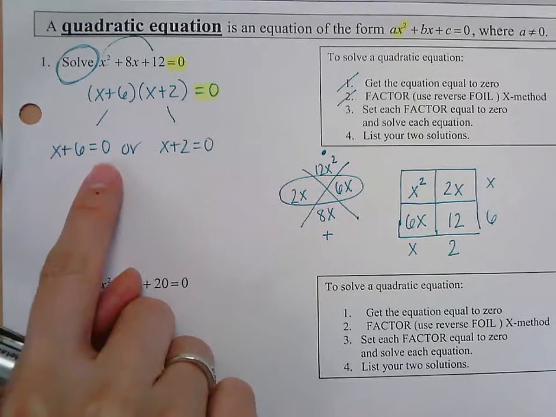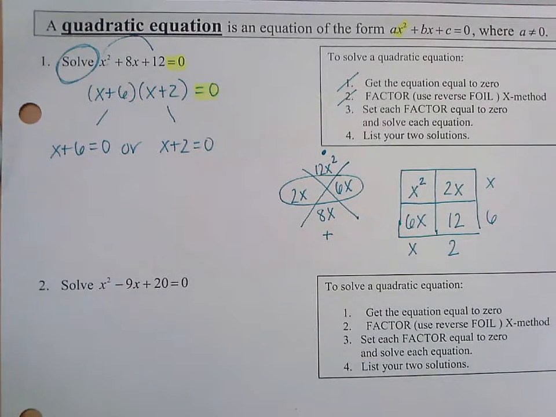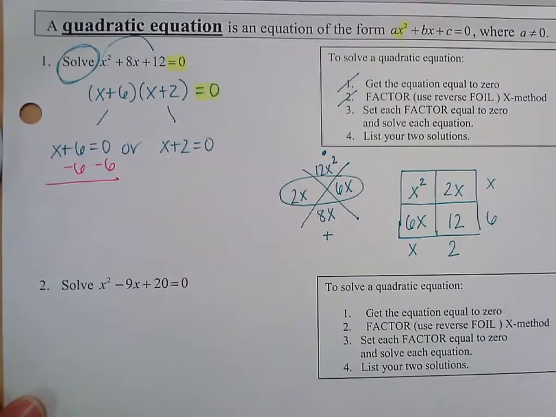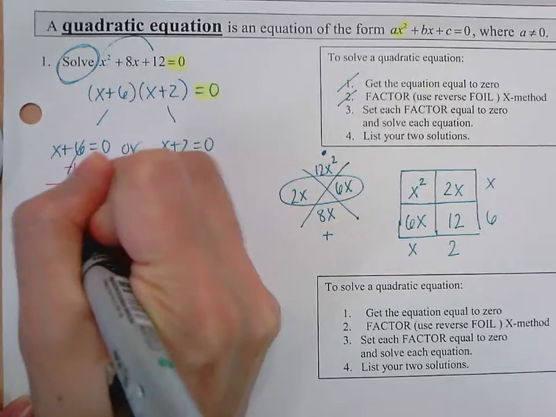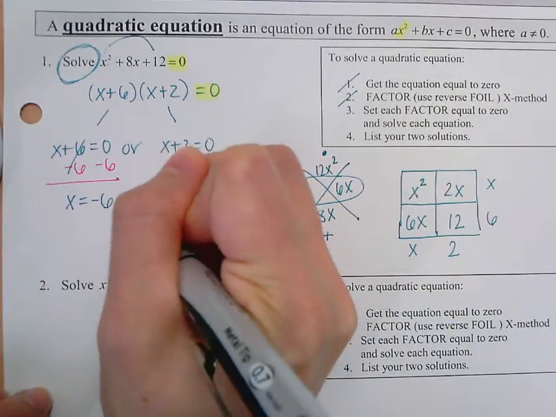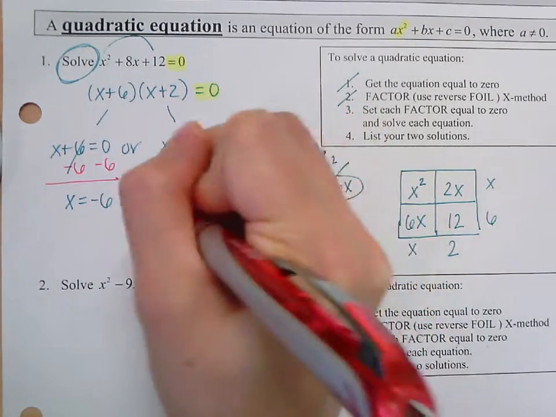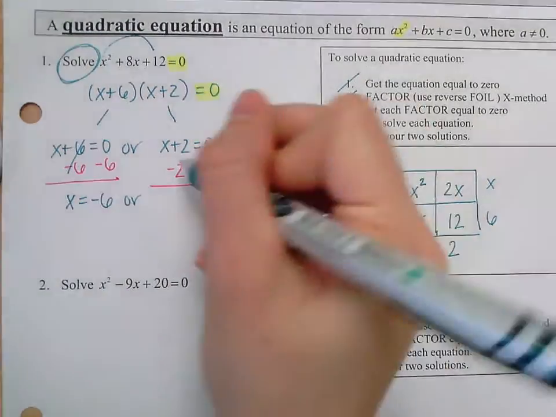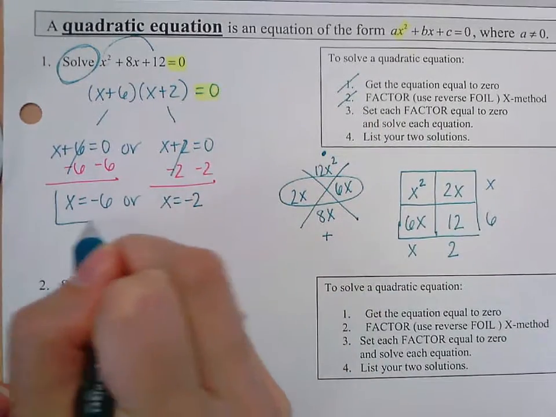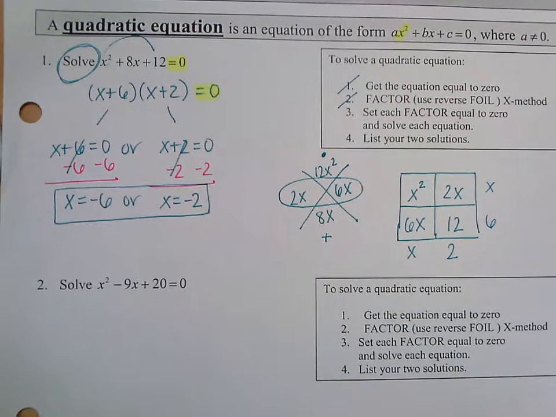So if I have x plus 6 equals 0, how do I solve for x? Yeah, subtract 6. So then I would get one solution is x equals negative 6, or this one I would subtract 2. Yep, so my two answers, x equals negative 6 or x equals negative 2.